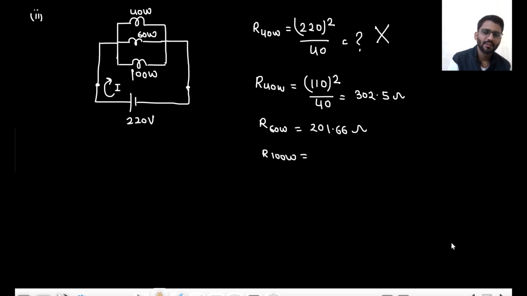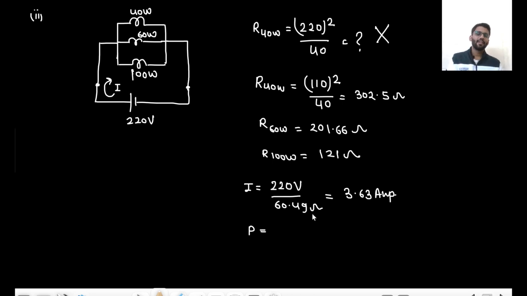Resistance for 100 watt is 121 ohm. Okay, so these are fixed. Now these three are connected in parallel to each other, so you just need to find the current. I will calculate it and find out the value of current. By solving this, we get the equivalent resistance equals 60.49 ohm and the current is 6.63 ampere.